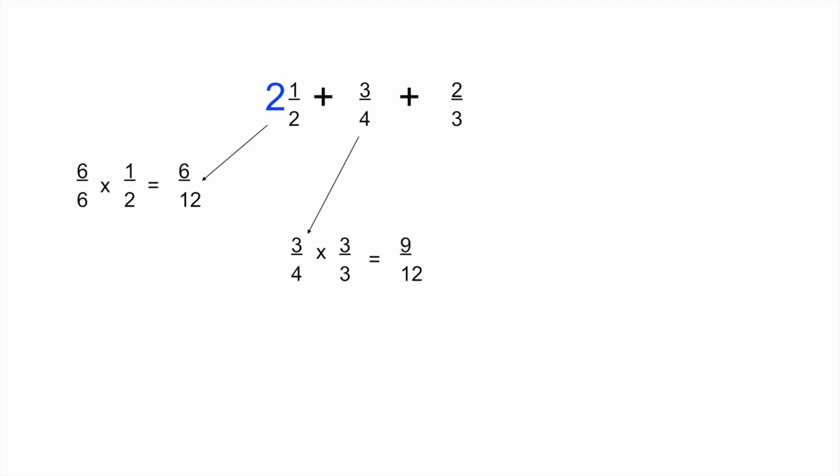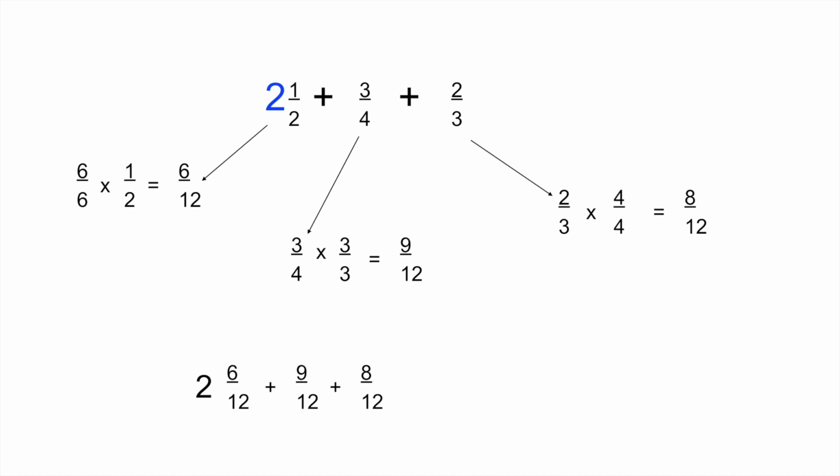And in this case, you would multiply 2/3 by 4. Okay, that gives you 8/12. And notice that now all of your fractions have the same denominator, a common denominator, which means that you can add them together. So that's what your sum is going to look like.